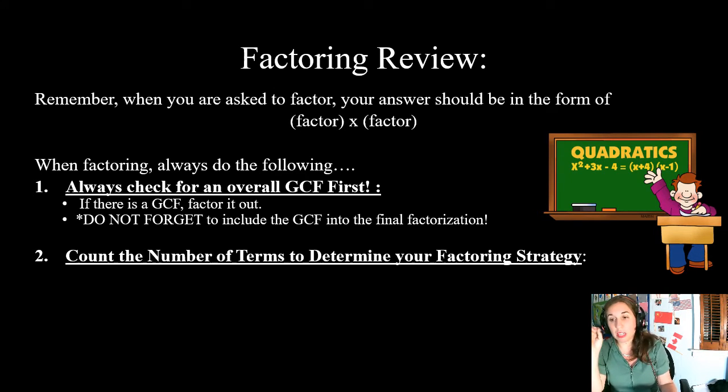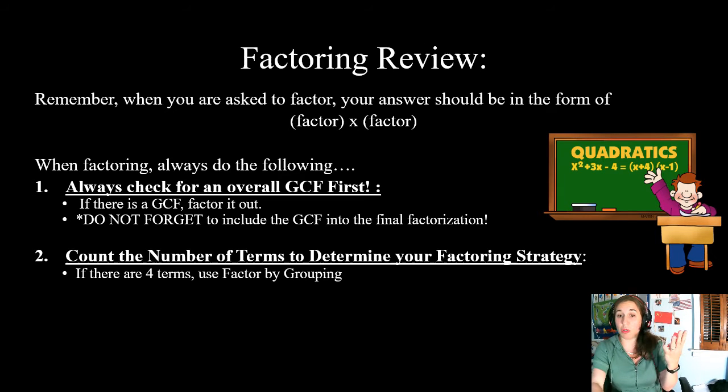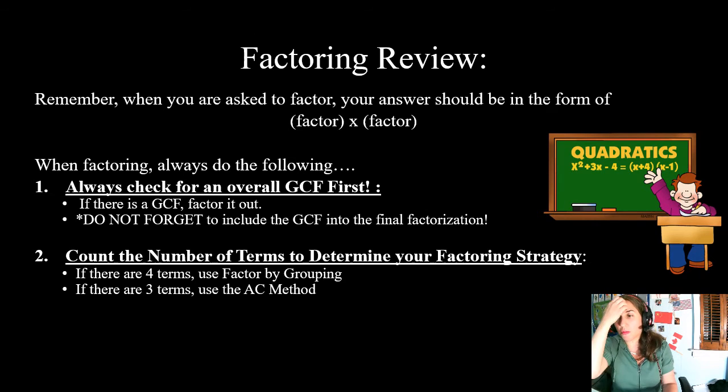The second step is to count the number of terms in your polynomial, because that's going to determine your factoring strategy. When there were 4 terms, we knew that we did factor by grouping. If there's only 3 terms, if we're dealing with a trinomial, you will use the AC method to factor it. And if there's 2 terms, we'll talk about in our next lecture what method we would use for that. So first, you're looking for an overall GCF.